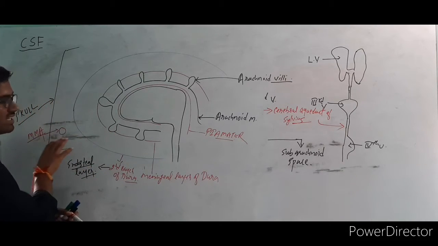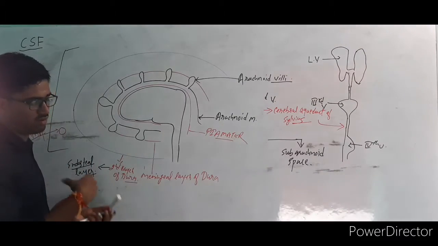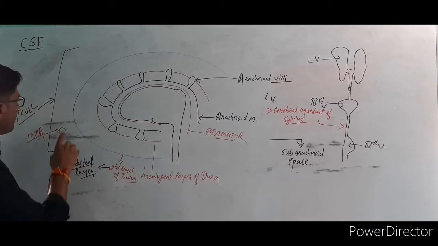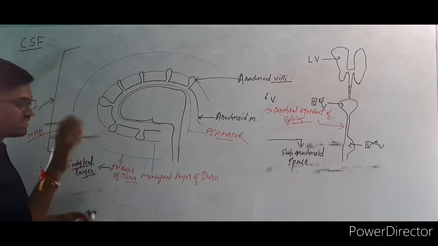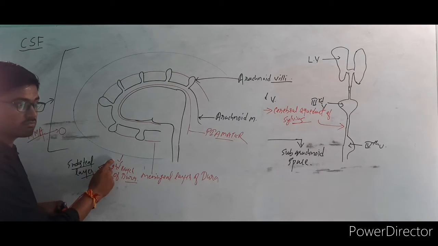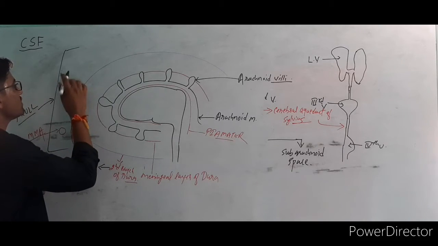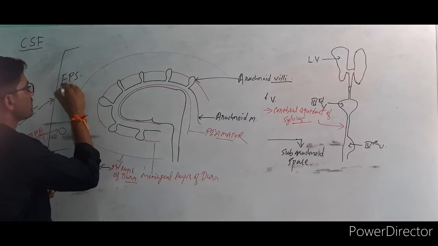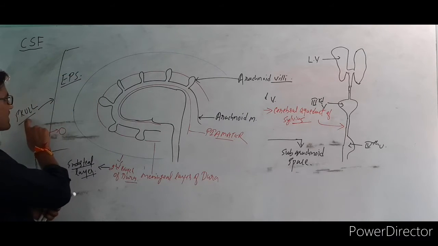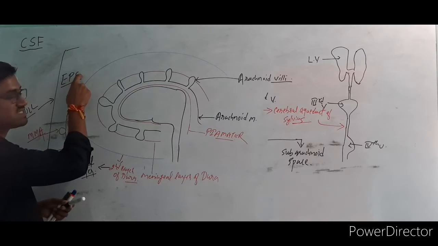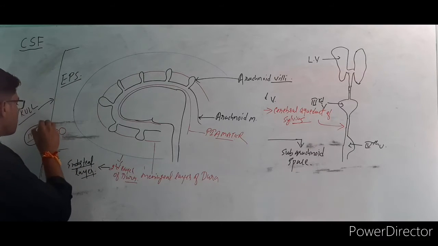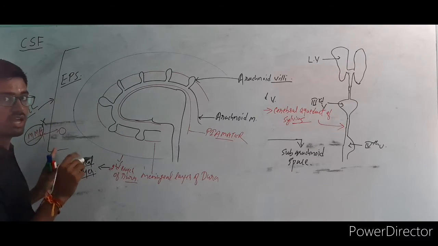Now you tell me, if there is a road accident, or if a person falls from a height, and there is a fracture in the skull, remember: this is the dura mater, and this space is called the epidural space, right? If there is a fracture of the skull and this epidural space is affected, then what will happen? The middle meningeal artery will rupture. It will get damaged and there will be bleeding.